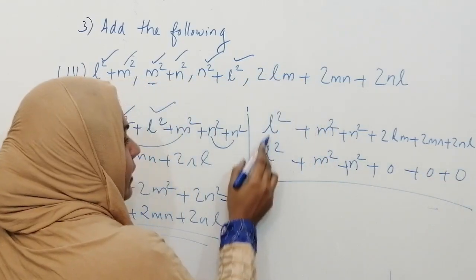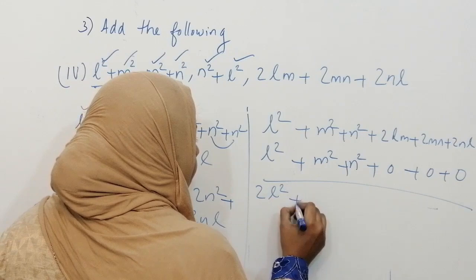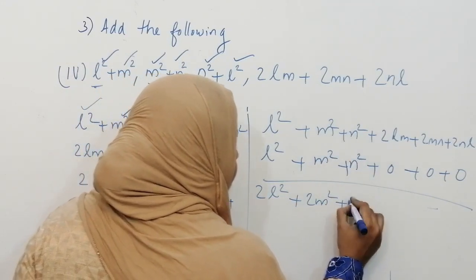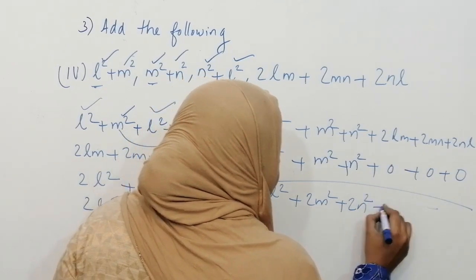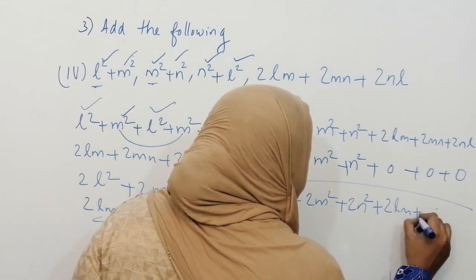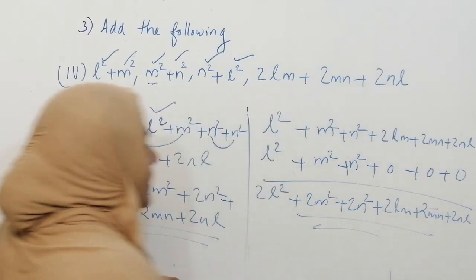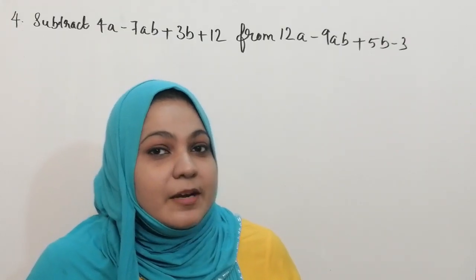So you know that L square plus L square is 2L square. M square plus m square is 2m square. N square plus n square is 2n square. This is just copy down: 2lm plus 2mn plus 2nl. So this is the answer. We have finished 3 questions of exercise 9.1.